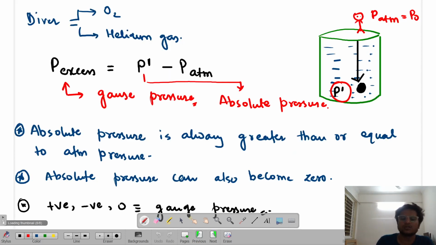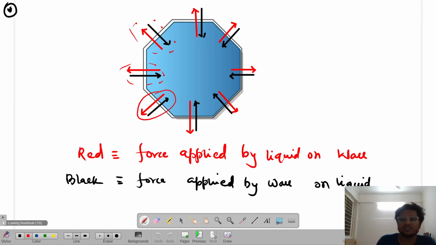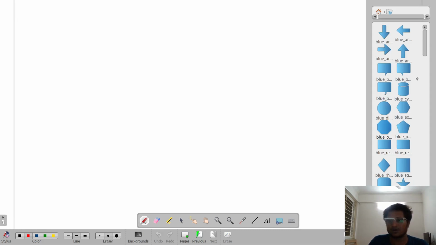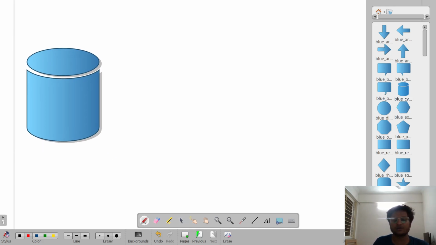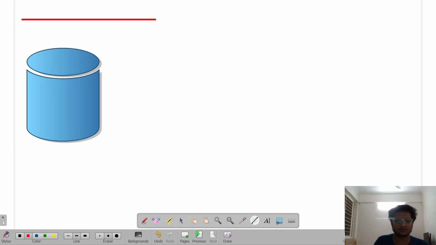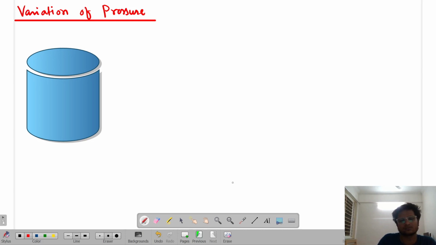Now, right now we got to know that we have a variation of pressure as we go down and down. So this brought us the concept of what the pressure can be at any random height, isn't it? So write the heading: variation of pressure with respect to height, and we are going to start that. Okay.